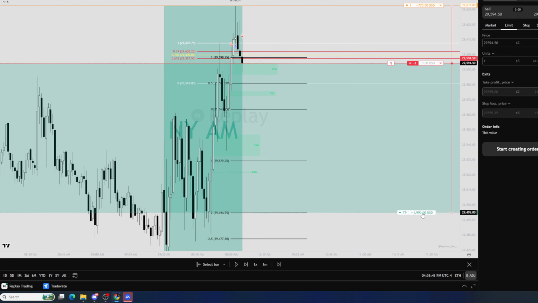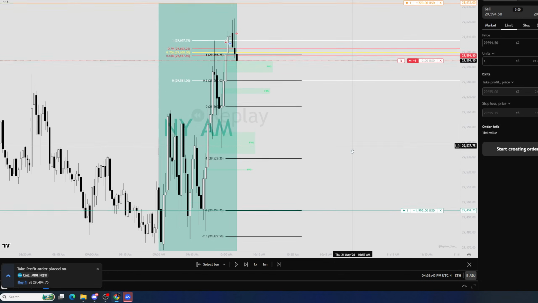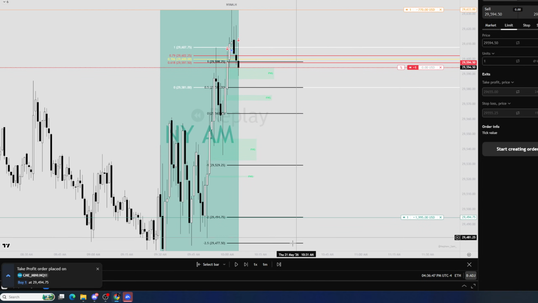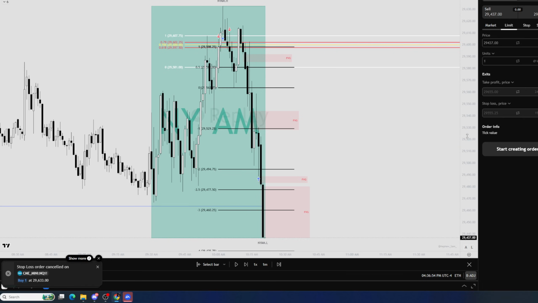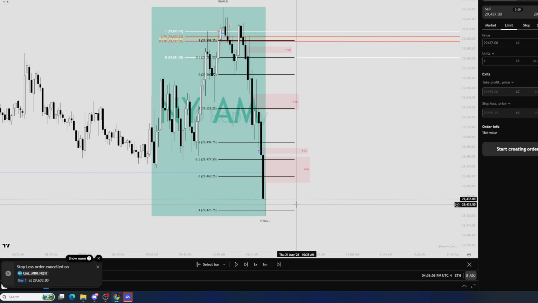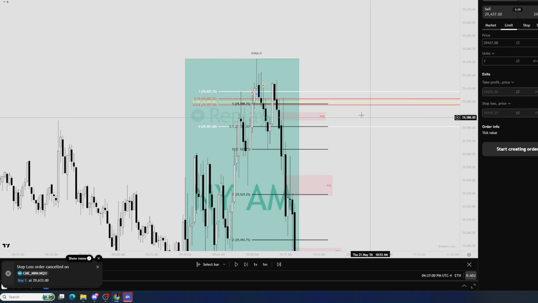I'll probably target a 2 on this one, honestly. Maybe a 2.5, or a 1, but I'll target 2 this time. Now we'll see what price will do. And bang. See? Just like that. It went to the 4 actually. But that's how I will re-enter like that.